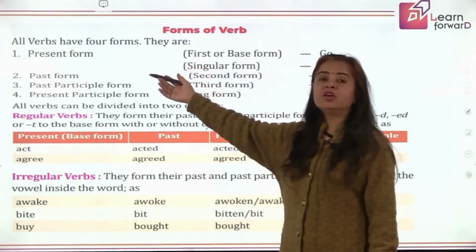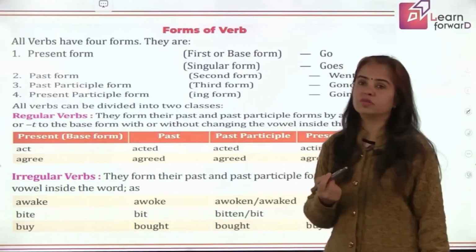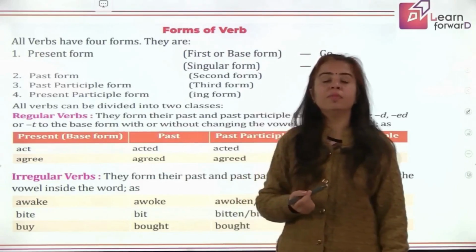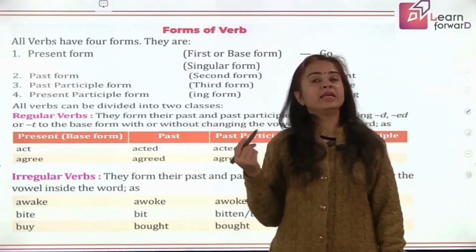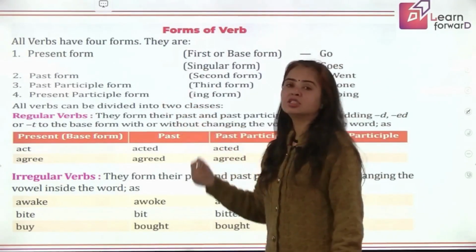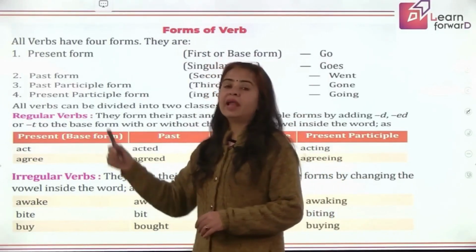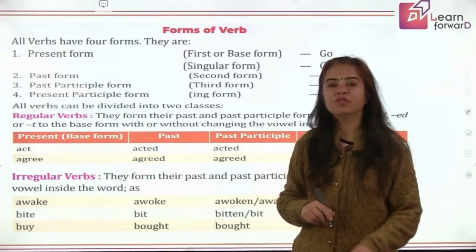So the present form is the first form. We also say it is the root form of the verb. Then in the past form, we use the second form, which is most of the time got by adding ed to the main verbs. Then we have the past participle form, that is called the third form of the verb, and the present participle form is the ing form of the verb that we use.